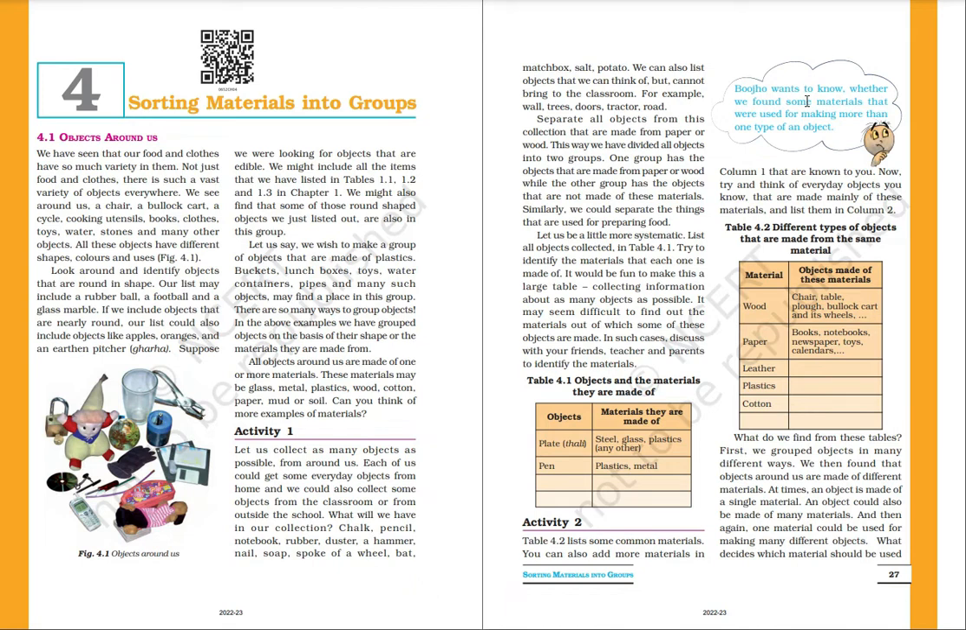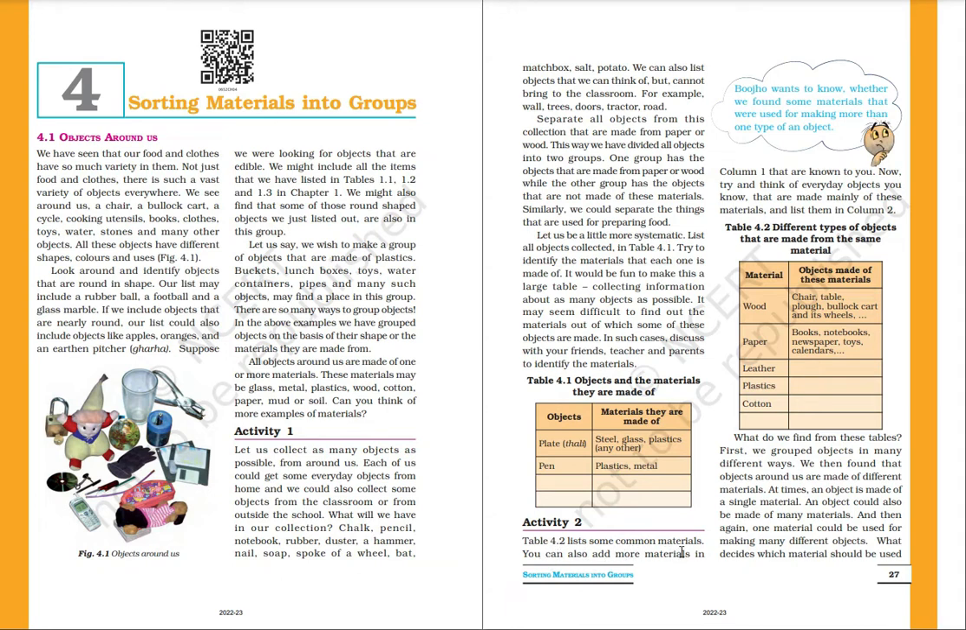So basically a material can have infinite uses or finite. So you can do many things, and Boju is thinking right. We can make infinite things from a single material. So it was this sentence: Table 4.2 lists some common materials. You can also add more materials in column 1 that are known to you.